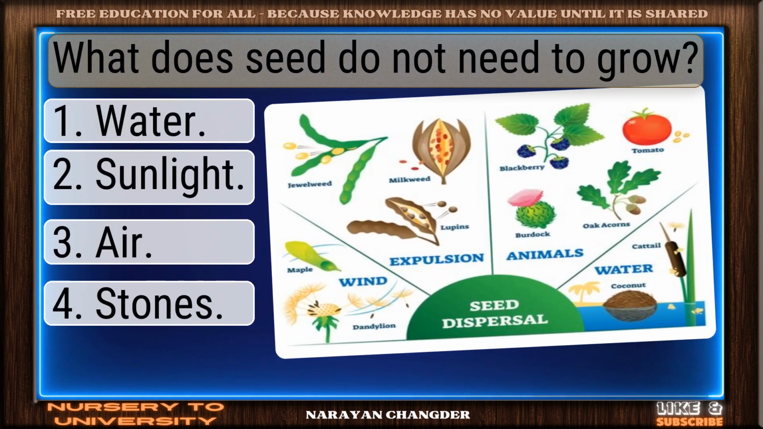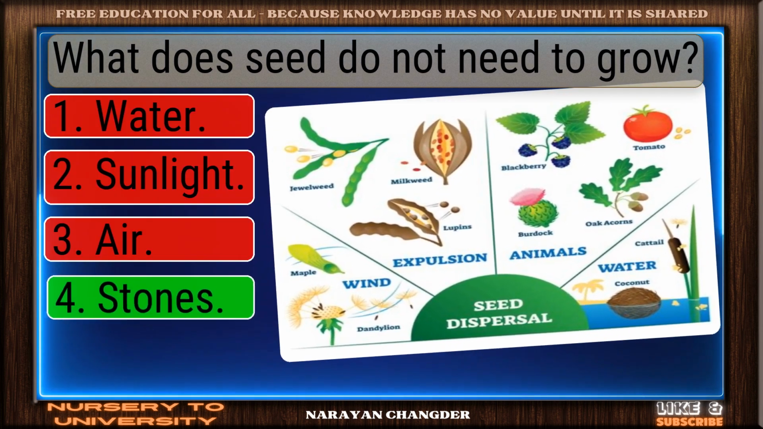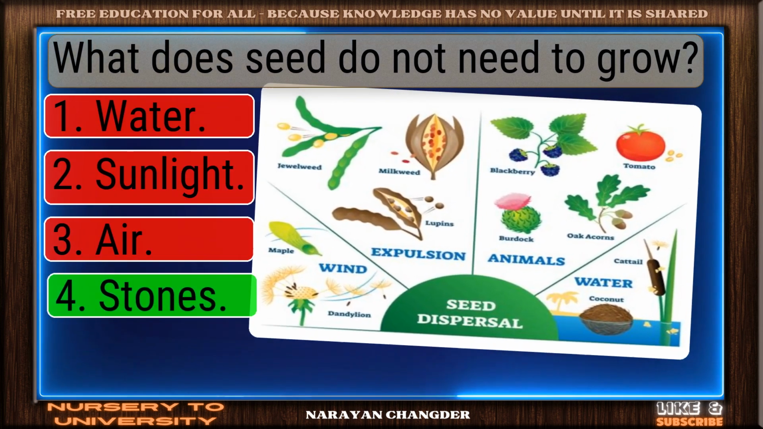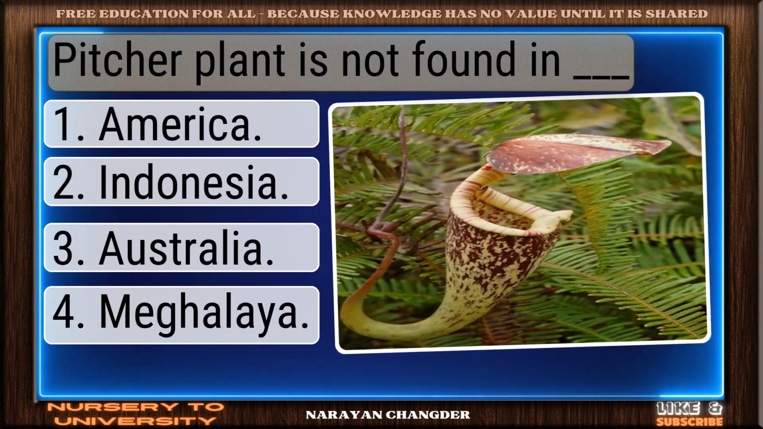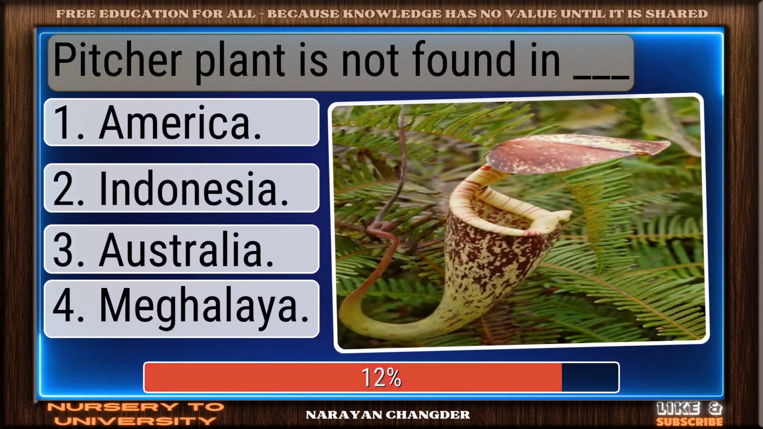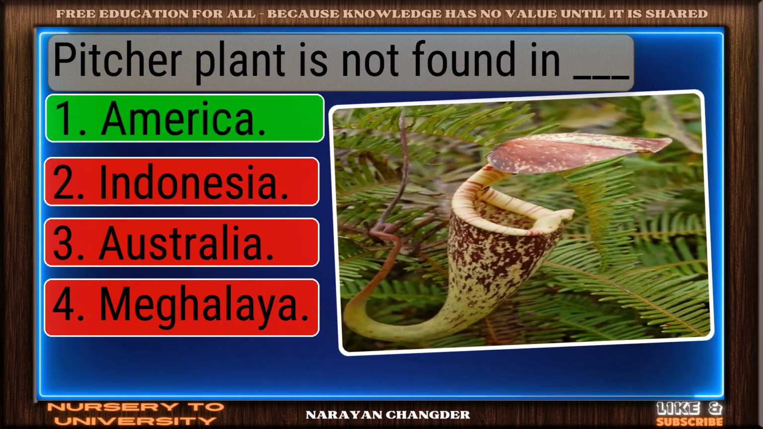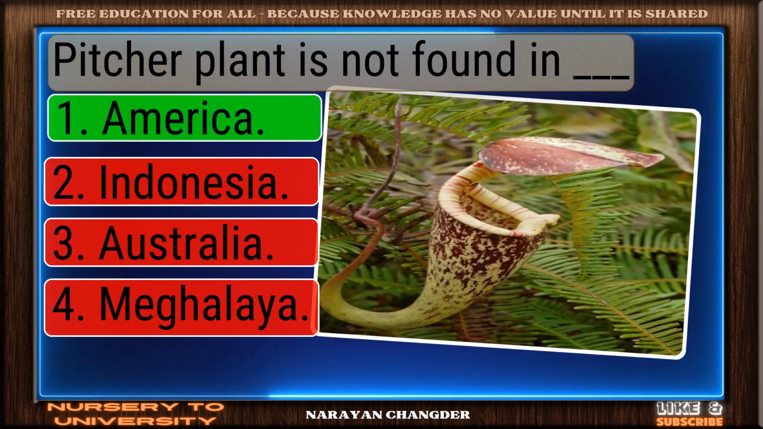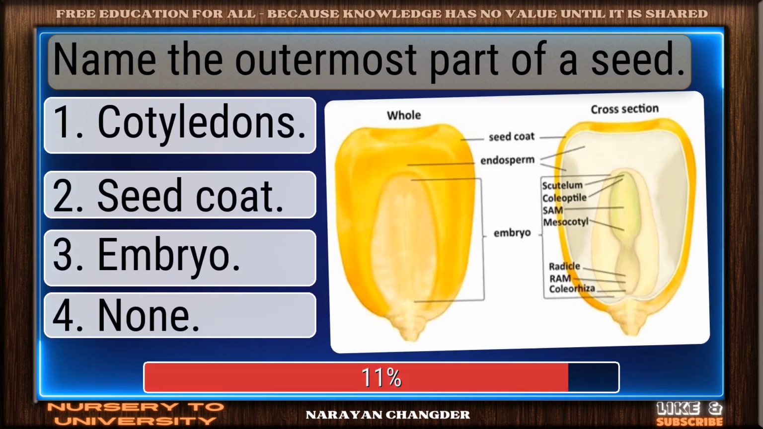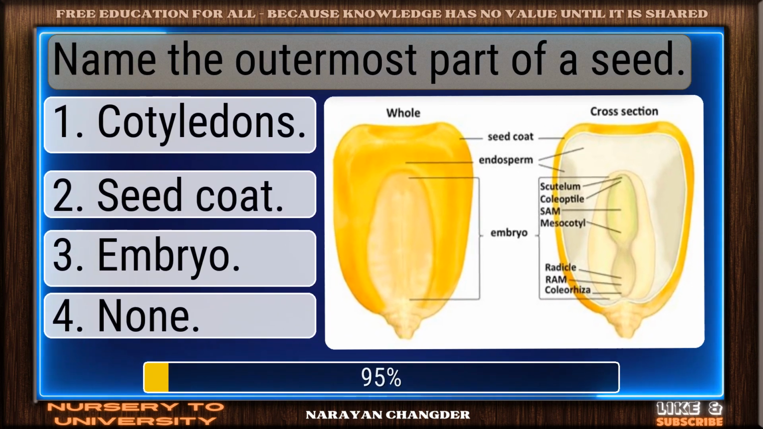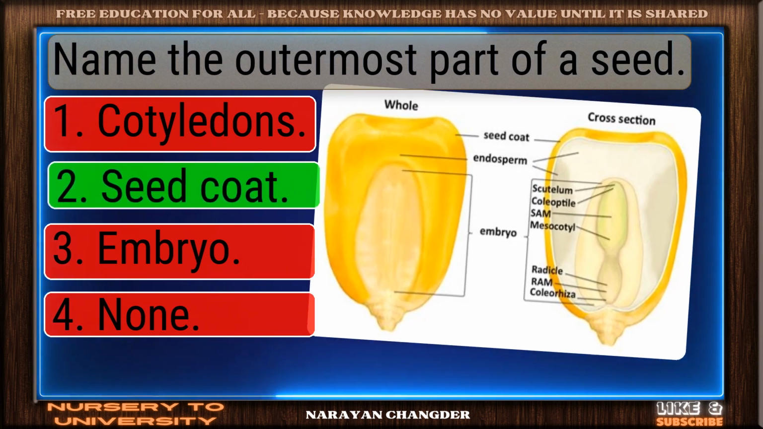What does seed do not need to grow? Correct response. Stones is the most accurate answer. Pitcher plant is not found in dash. You're right. America is the correct answer. Name the outermost part of a seed. Smart pick. Seed coat is the correct choice.